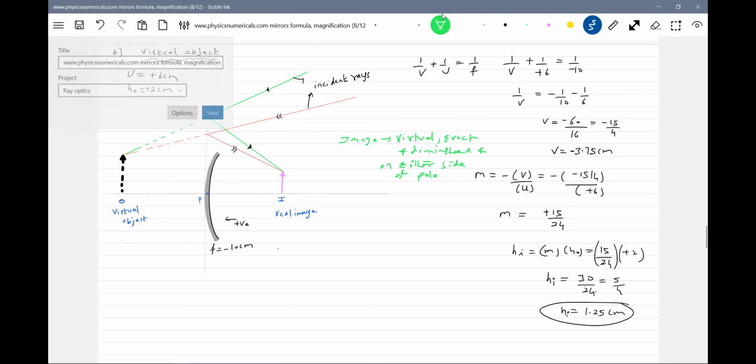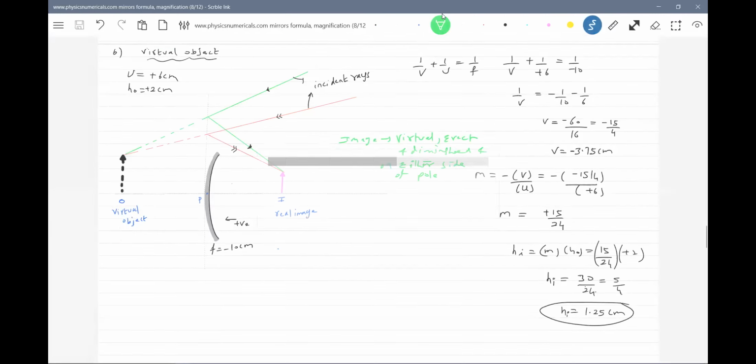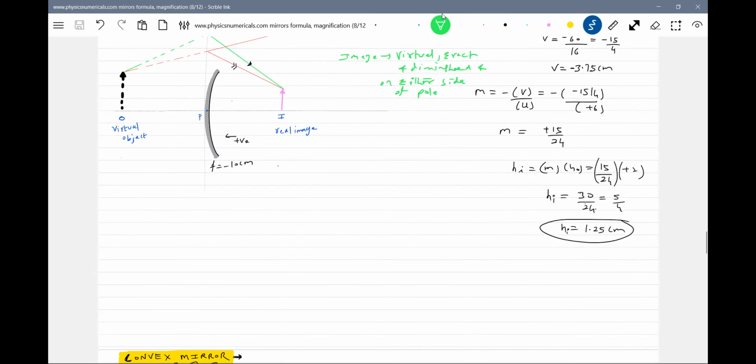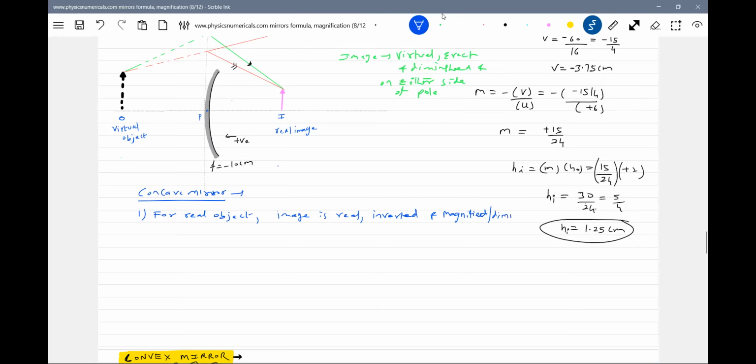So what is the conclusion we can make? Concave mirror for real object. Okay, this is the final conclusion. I'm coming to the conclusion part. Concave mirror altogether for real object. What is the image? Real, inverted, and magnified or diminished. It depends upon the condition.